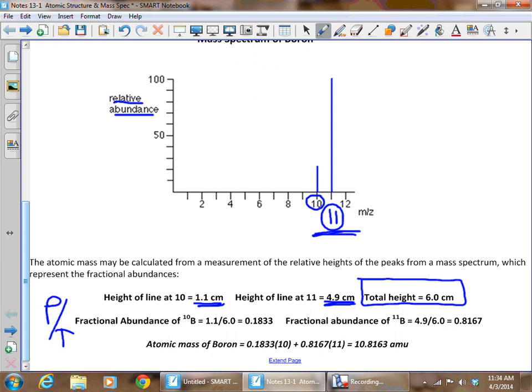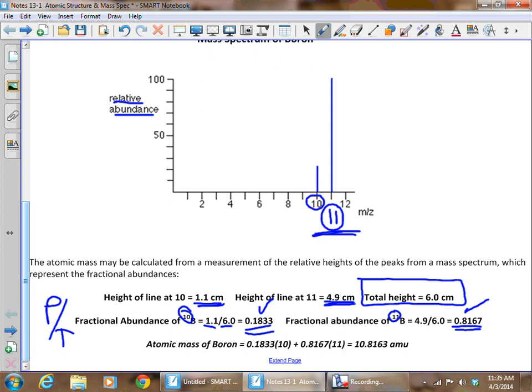So for boron 10, we're going to get its height of 1.1 centimeters divided by the total, partial over total, and we get 0.1833 for the fractional abundance of boron 10. The fractional abundance of boron 11, the height of that line was 4.9. We're going to divide that by 6 and get a fractional abundance of 0.8167. Remember, that simply means that 18.33% of the boron is the boron 10 isotope, and 81.67% of boron is the boron 11 isotope.